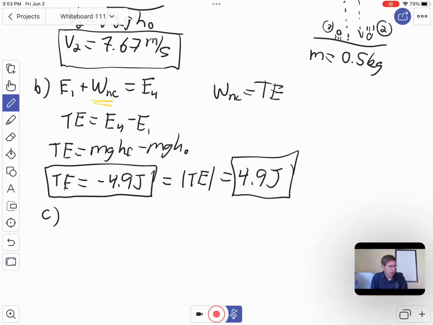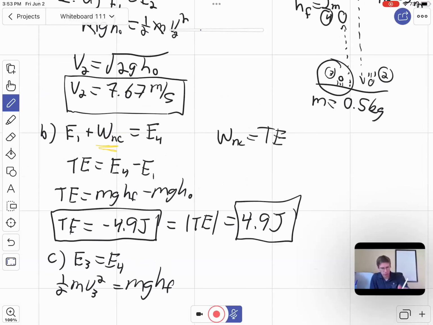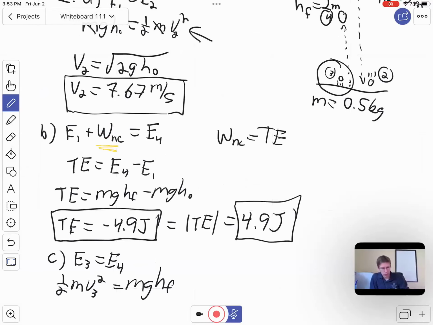All right, so now the last thing that we're asked to determine in part C is what is the speed of the ball at point 3 right here. Once again, since we know energy is conserved from 3 to 4, we can do E3 equals E4 and just have 1/2 mv3 squared equals mgh final. So you notice this should look very similar to what we did up here in question 1.